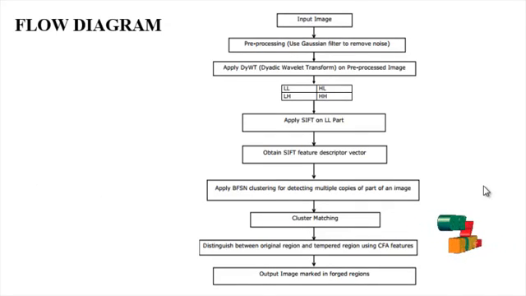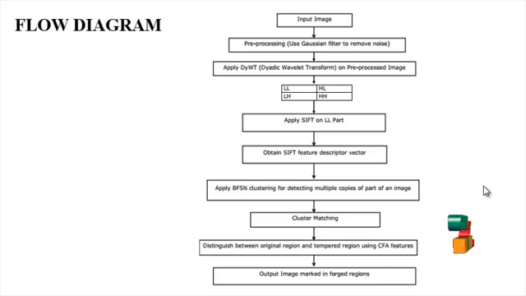Let us discuss the flow diagram of the process. First of all, we select the input image, which should be a tampered image, and then pre-processing. In the pre-processing step, we use a Gaussian filter to remove noise, and then apply the DyWT, the dyadic wavelet transform, on the pre-processed image.